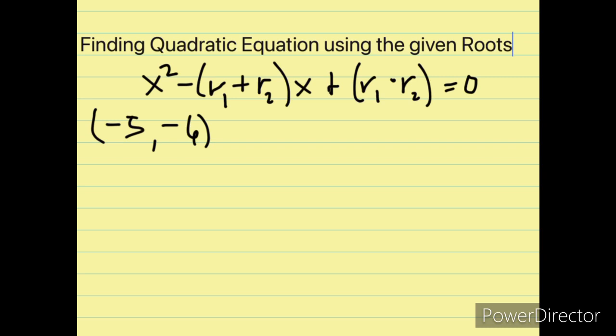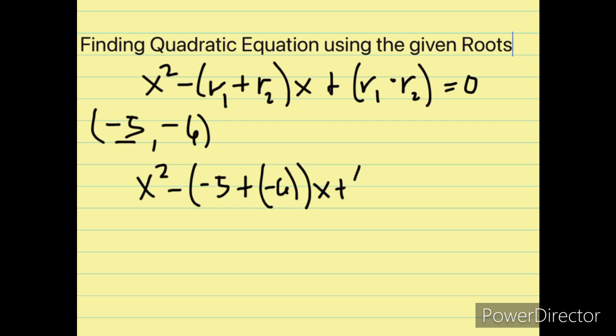Let's try to substitute it on the given formula so that we can find our quadratic equation. Okay, x squared minus our first root is negative 5 plus our second root is negative 6 x plus again our root 1 is negative 5 times negative 6 is equal to 0.